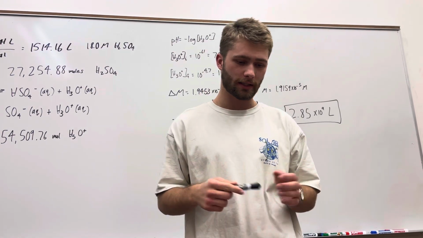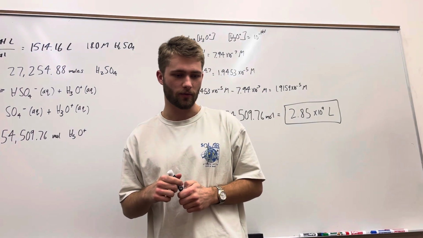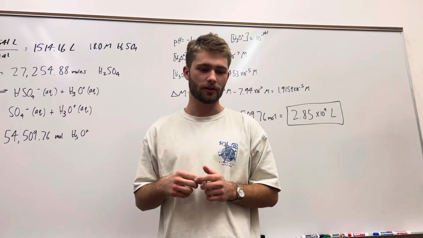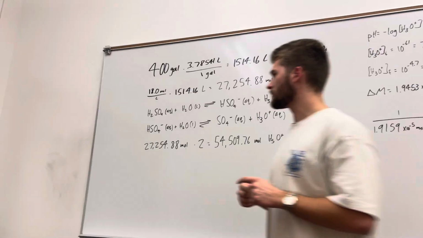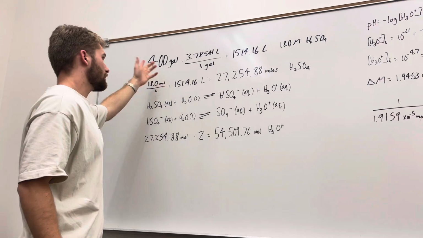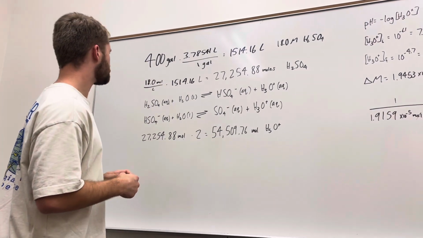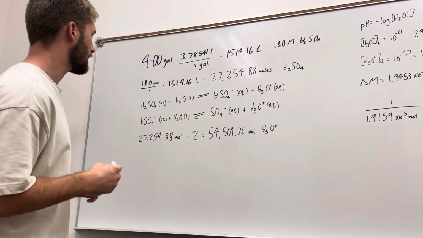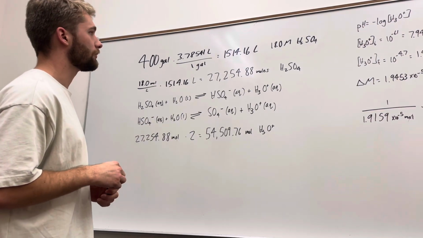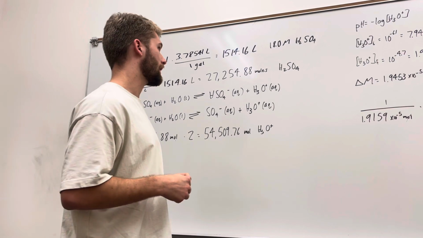So using the information that is given to us, we have the pH, we have the volume, and we have obviously the compound sulfuric acid, we can determine the volume of the lake. So first off, it gives us the volume added in gallons. We need to just take that to liters so we can work with it. So simple unit conversion, 400 gallons times 3.78541 liters yields 1,514.16 liters of sulfuric acid were added.